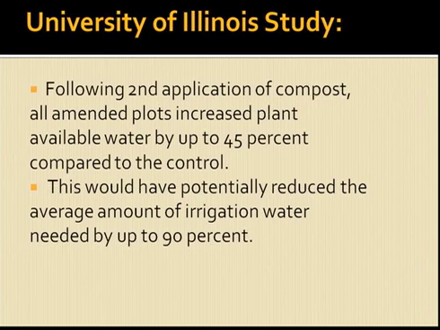And what they found was the plots that were amended with compost increased the plant available water by up to 45% for that crop that they were growing, equated to an average reduction of irrigation water to 90% reduction. So that's tremendous. Think of the energy and the water that would be saved if you experienced a situation like that simply by adding compost.